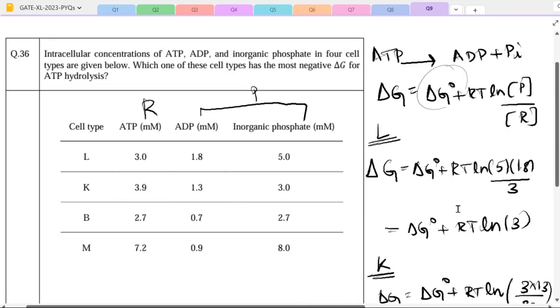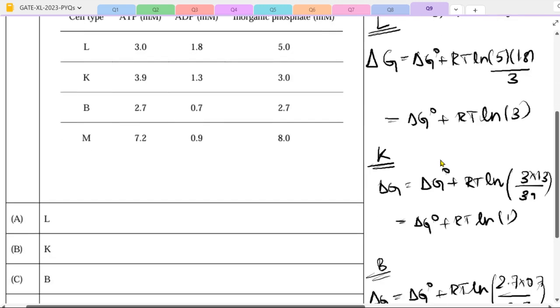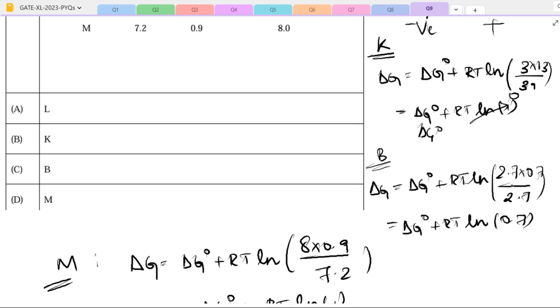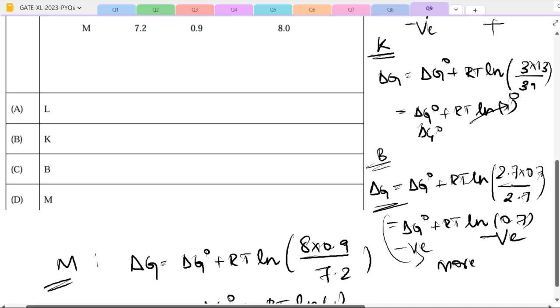Now we know that ATP hydrolysis is a very spontaneous reaction for which delta G naught is already negative. If this term is positive, then delta G is going to be less negative than delta G naught. If this term is negative, then delta G is going to be more negative than delta G naught. RT ln 3 is a positive term, this is a negative term, and this is going to be delta G naught itself because this is 0. However, for cell type B, ln 0.7 is negative, so this is also negative. So delta G is going to be more negative than delta G naught.